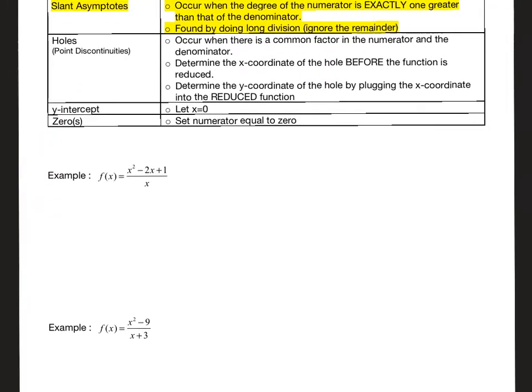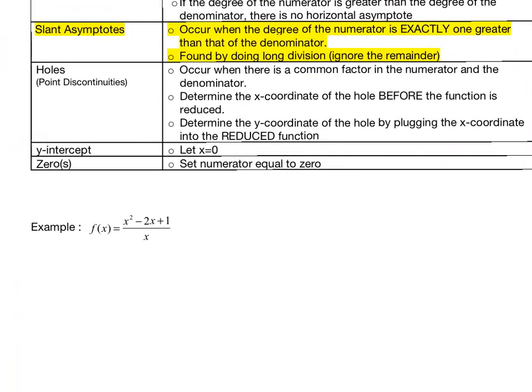So let me move this up here. We're going to do this one first. Okay, so if you look at this one, the numerator is factorable. It is x minus 1 times x minus 1. But because it doesn't cancel with anything, there's no chance of a hole. So you always check for holes first. Because nothing cancels, and we do see that the degree of the numerator is exactly 1 more than the degree of this denominator.